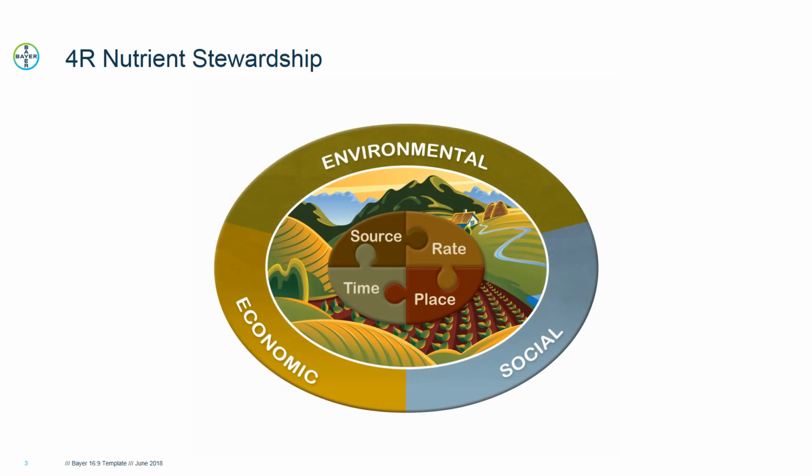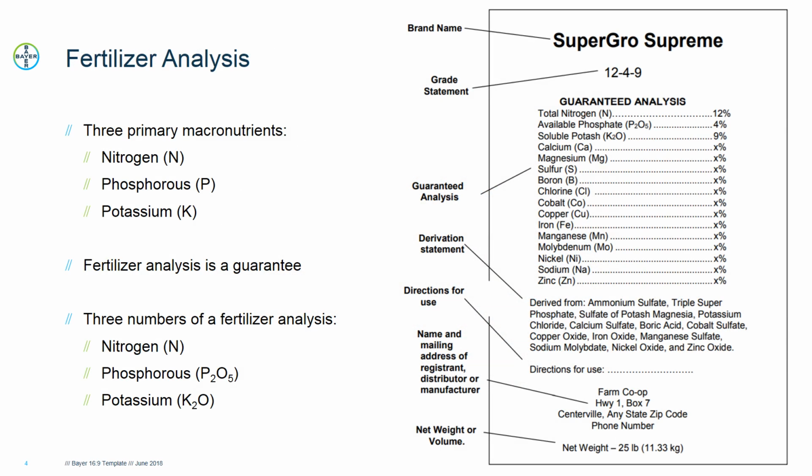To recap, the 4 R's are the right source at the right rate, at the right time, in the right place, which balance the demands of the environmental, social, and economic aspects of the cropping system. Before we can dive into the various fertilizer sources, I want to review what a fertilizer label is and how to properly read it so we know the true composition of our fertilizer source.